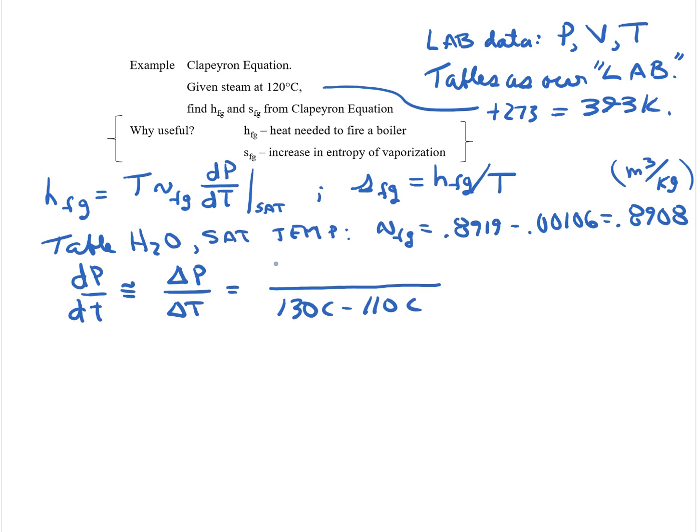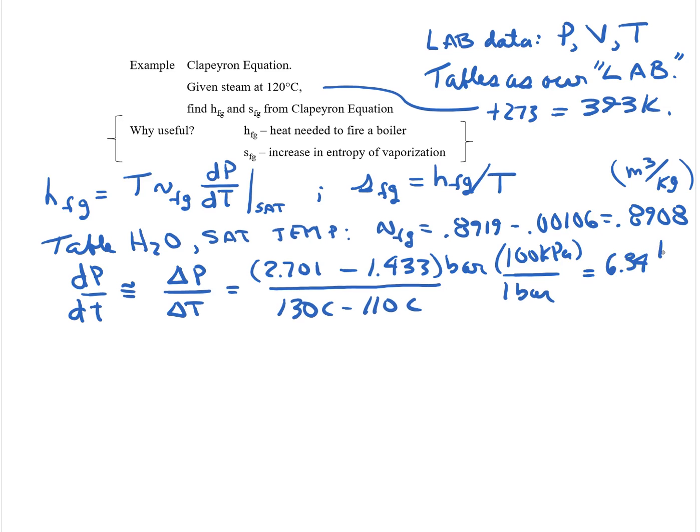So I'm going to transfer those values over here. The upper one is 2.701 bar, and the lower is 1.433 bar, over the temperature change. And let me convert that to kPa, we've got 100 kPa for 1 bar. When I compute that, I'm going to get 6.34 kPa per degree centigrade.